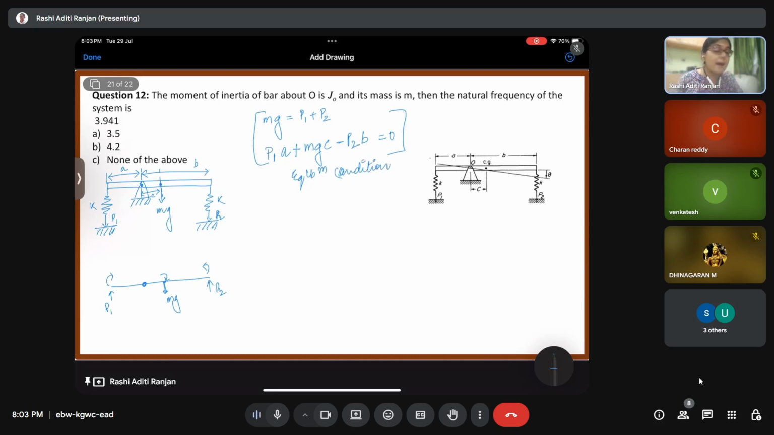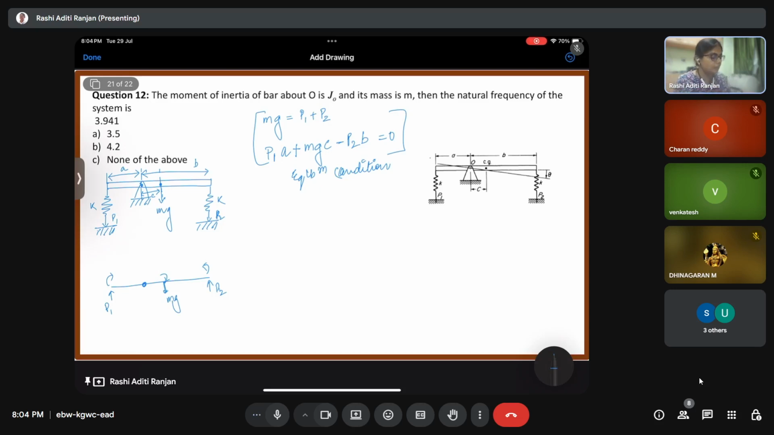Mind it, this equilibrium equation is required only because my center of gravity is actually different from the pivotal point. If my pivot was in the center, I don't need to find this, because everything will get balanced by the equal forces. Because there is a mass which is not acting in the center, that is the issue. If it would have been in the center, then it would have been a very easy problem.